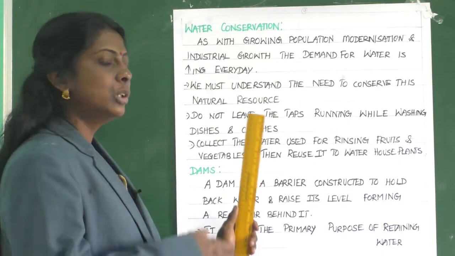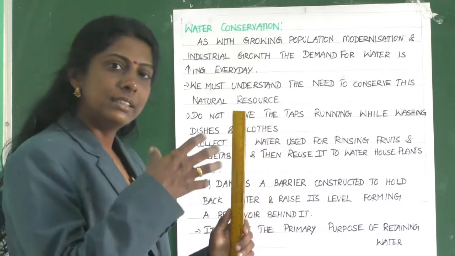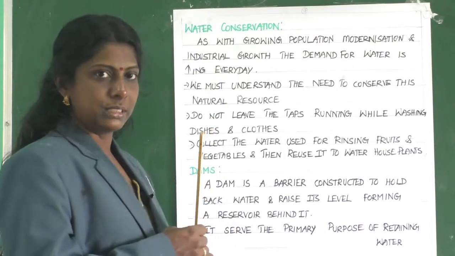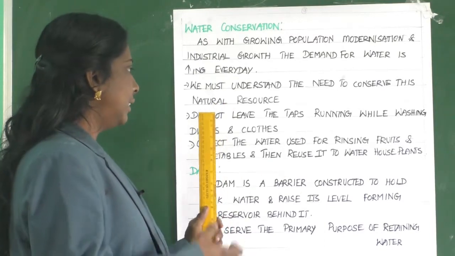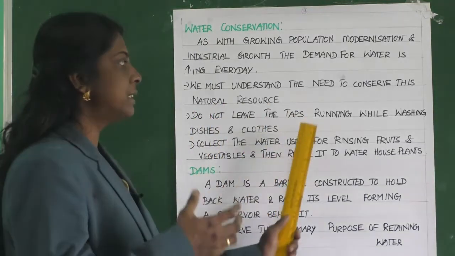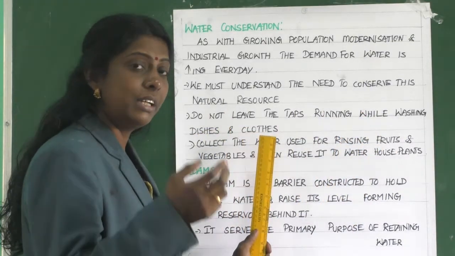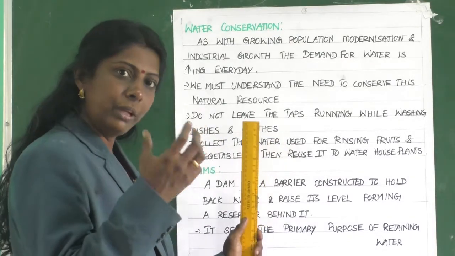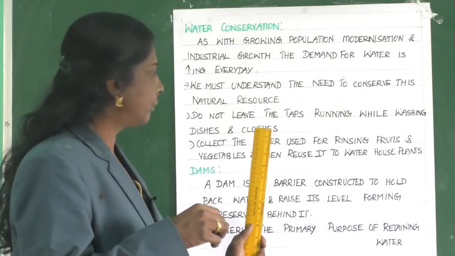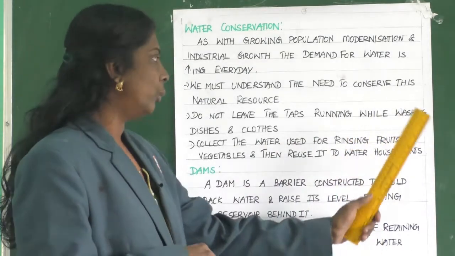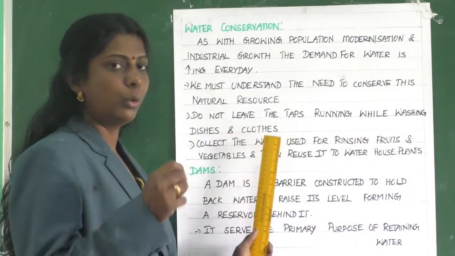Okay, then we should follow some steps to save or conserve the water resource. We should not leave the taps running while washing dishes and clothes. Whenever it is required, we have to use the water. So do not leave the taps running while washing dishes and clothes.